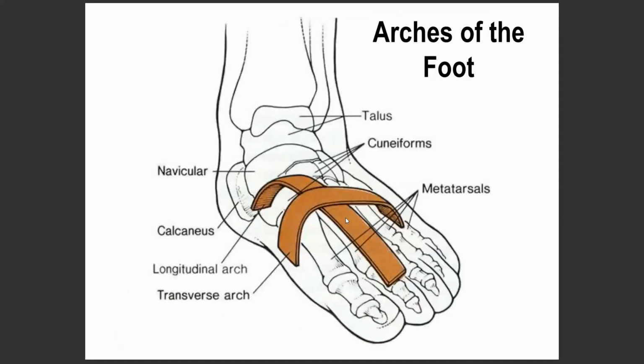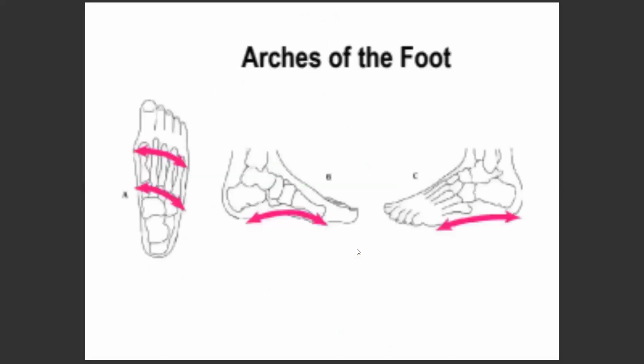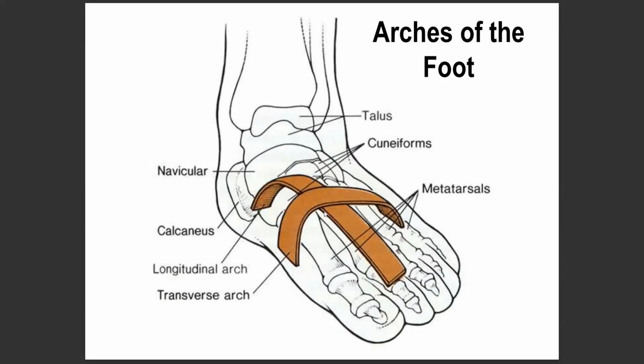Arches of the foot, there are two arches. One is known as the transverse arch, the other is known as the longitudinal arch. A transverse arch is made of the metatarsus, and the longitudinal arch is made of those number of bones in the longitudinal direction. Then the longitudinal arches, there are two in number. This is the lateral arch and the medial arch. The medial arch is much higher and more prominent than the lateral one.